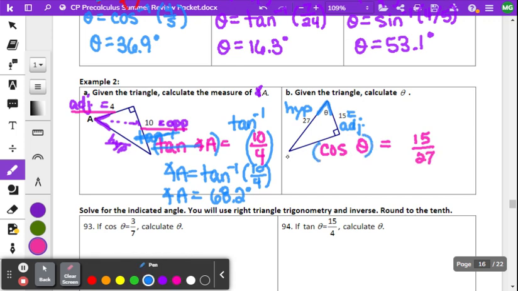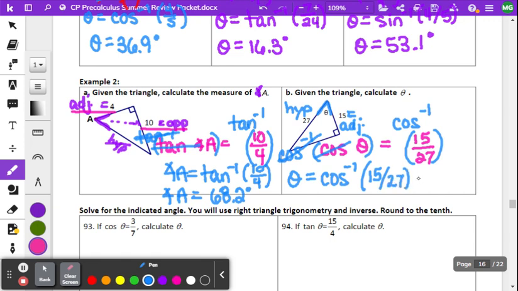Again, we will take the inverse. In this case, we're taking the inverse cosine of each side. These will cancel each other out, and we're left with theta equals inverse cosine of 15 over 27. Again, you could reduce that if you wanted to, but I wouldn't bother. We would find out that we have a 56.3 degree angle.